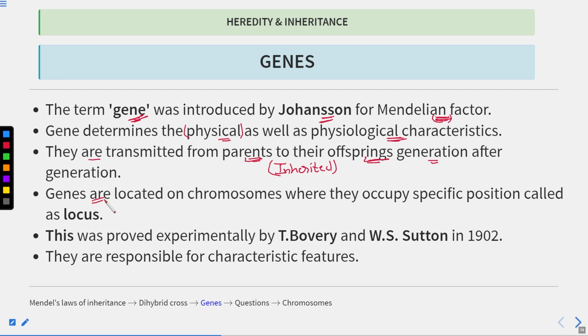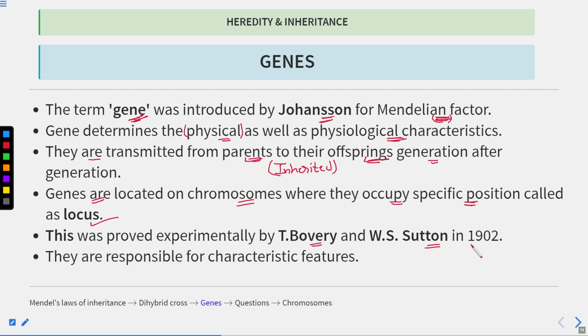Now, where are the genes located? So these genes are located on the chromosomes, where they occupy a specific position called the locus. So what is a locus? Locus is the place where the genes are located. Clear? It is a specific position where the genes are located on the chromosomes. Now this was proved experimentally by Boveri and Sutton, that the genes are present at a particular position known as the locus.